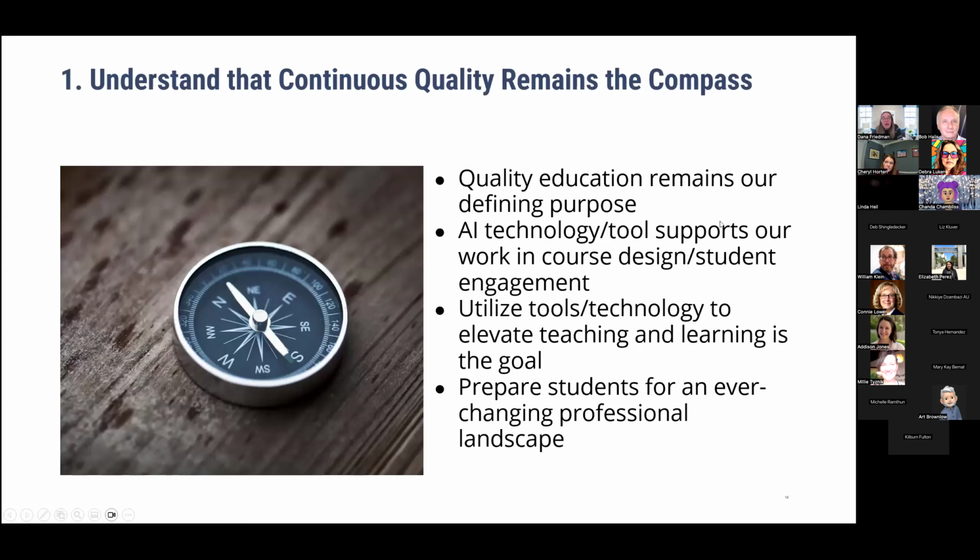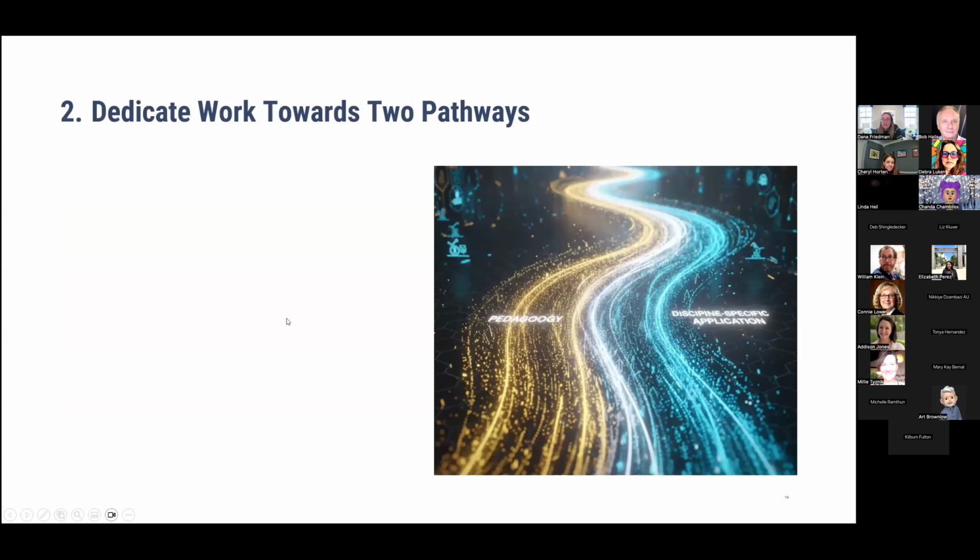Continuous quality: the OMBA program has been built off of continuous quality since it started. We don't do major revisions every semester, but we ask that you continue to check and make changes and keep your course up to date. Quality education remains our defining purpose. We use AI and technology tools to support our work in course design and student engagement. Utilizing tools and technology to elevate teaching and learning is the goal. We want to prepare students for the ever-changing professional landscape, which AI has definitely changed.